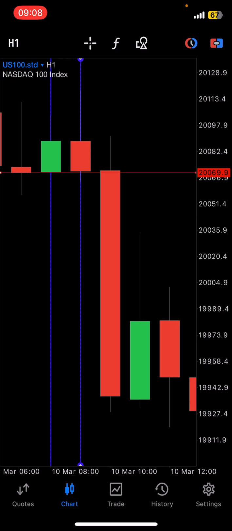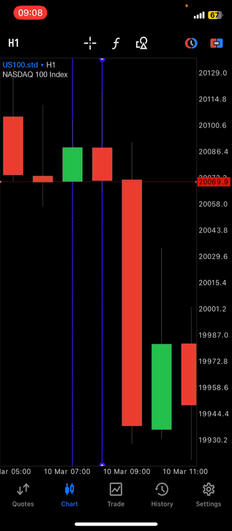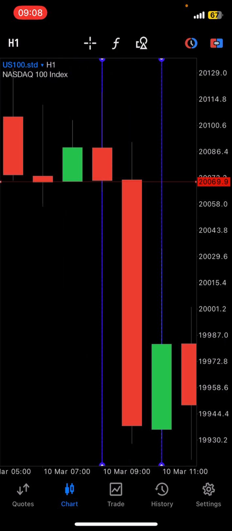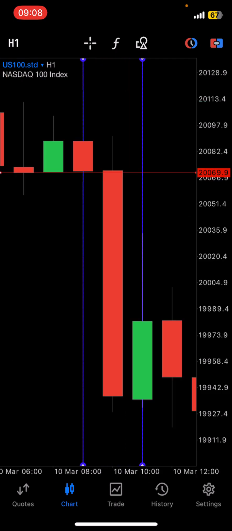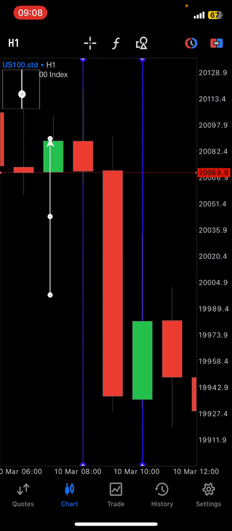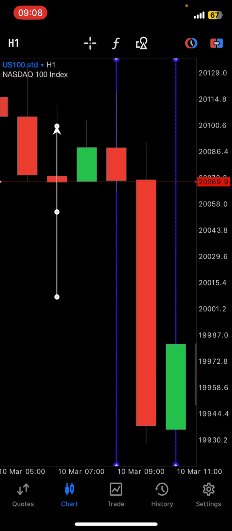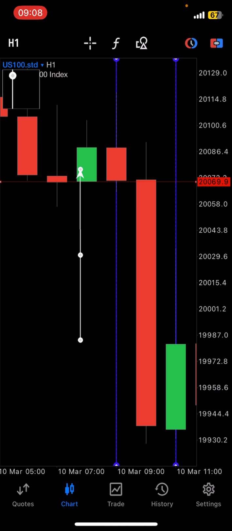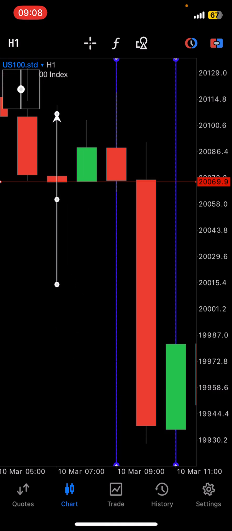So now we've got an up close candle. But guess what? This up close candle didn't take out that high of this candle. So the bias is still what? The bias is still bearish because the market structure hasn't changed.